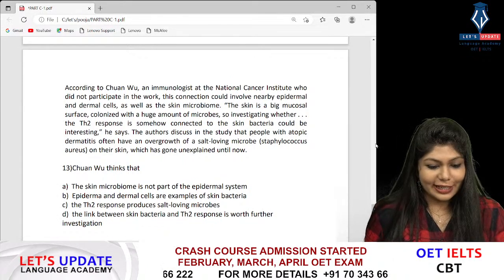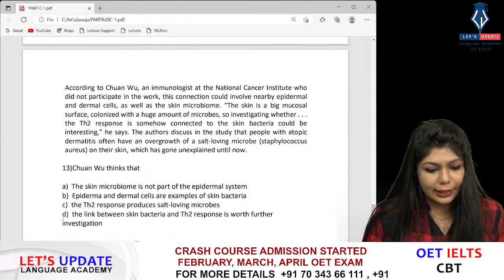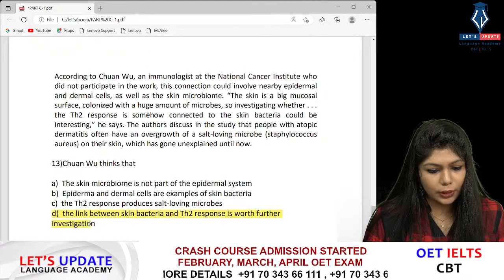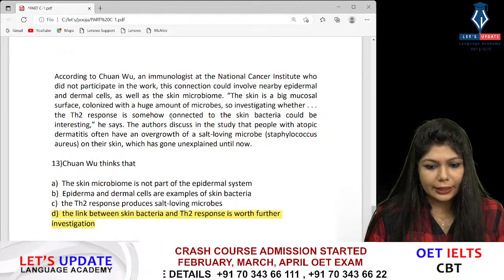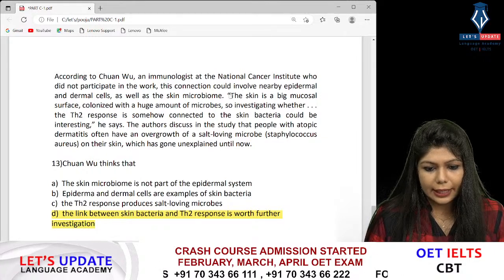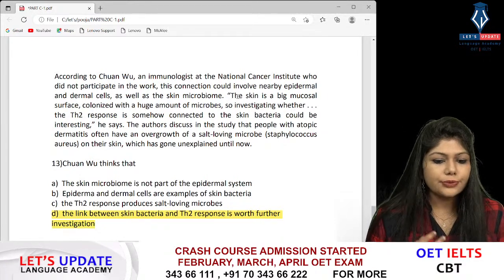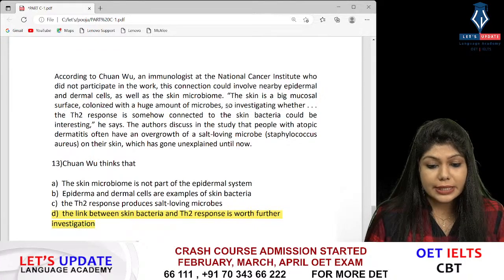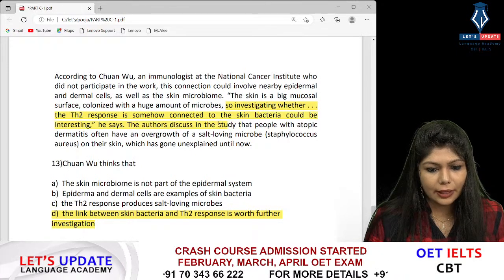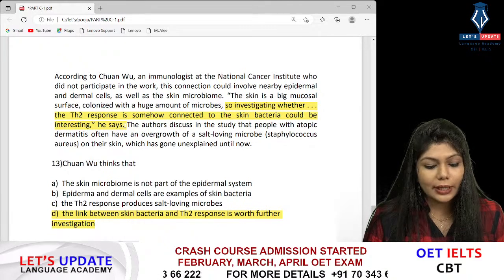Okay, so I shall tell you the answer. The answer is D. The link between skin bacteria and Th2 response is worth further investigation. And why do you think it is D? Because let's see here, I'll highlight that information. So, the skin is a big mucosal surface colonized with a huge amount of microbes. So, investigating whether the Th2 response is somehow connected to the skin bacteria would be interesting, he says. And that is why your answer is D.